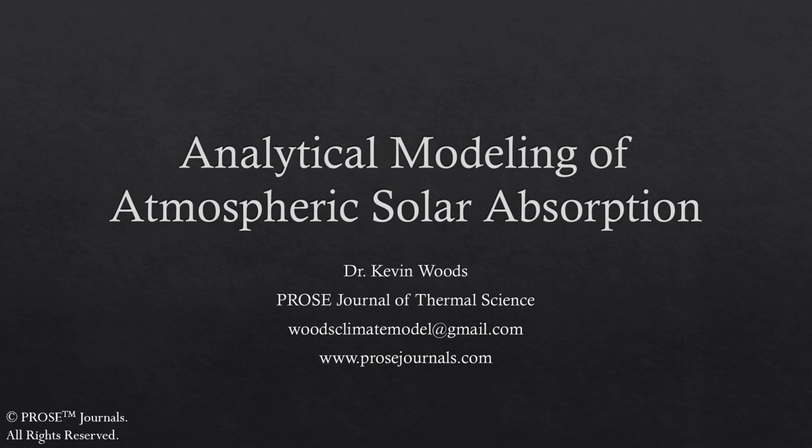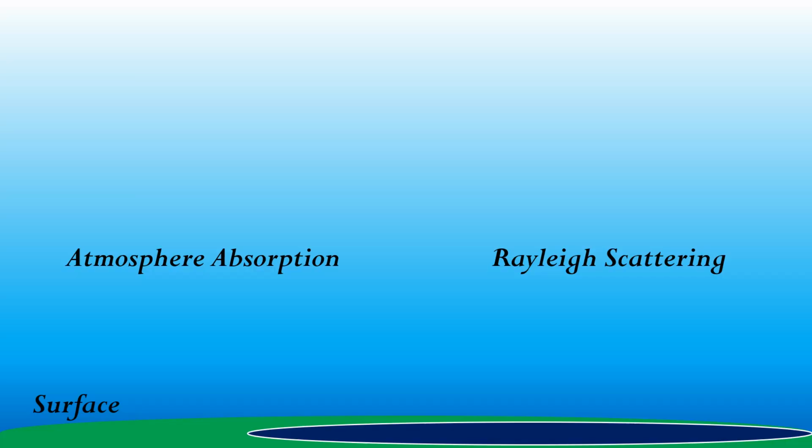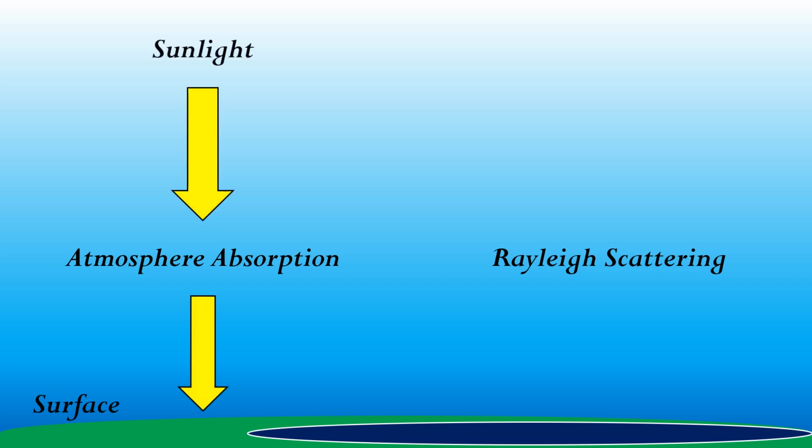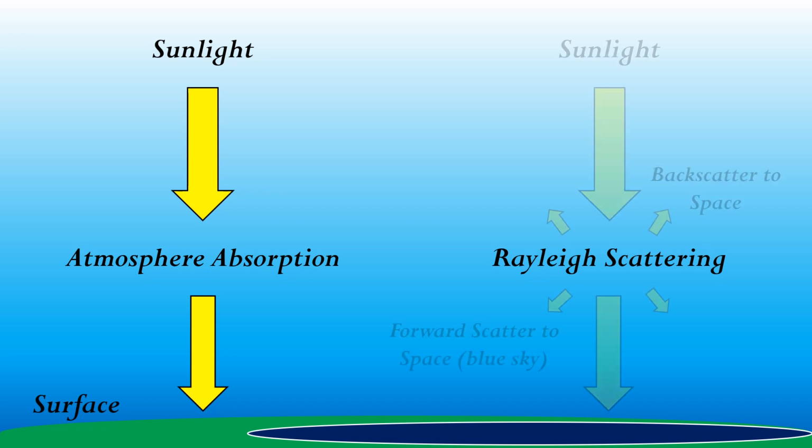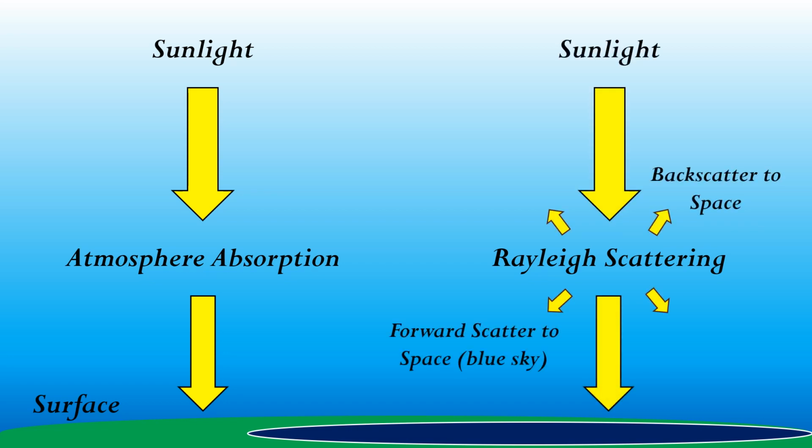The aim of this effort was to produce a method for determining solar absorption in the atmosphere using software such as Microsoft Excel. Sunlight is affected by two mechanisms in the atmosphere: absorption and scattering. The gases in the atmosphere absorb and scatter certain wavelengths of solar energy. Rayleigh scattering backscatters and forward scatters certain wavelengths and generates the blue sky.